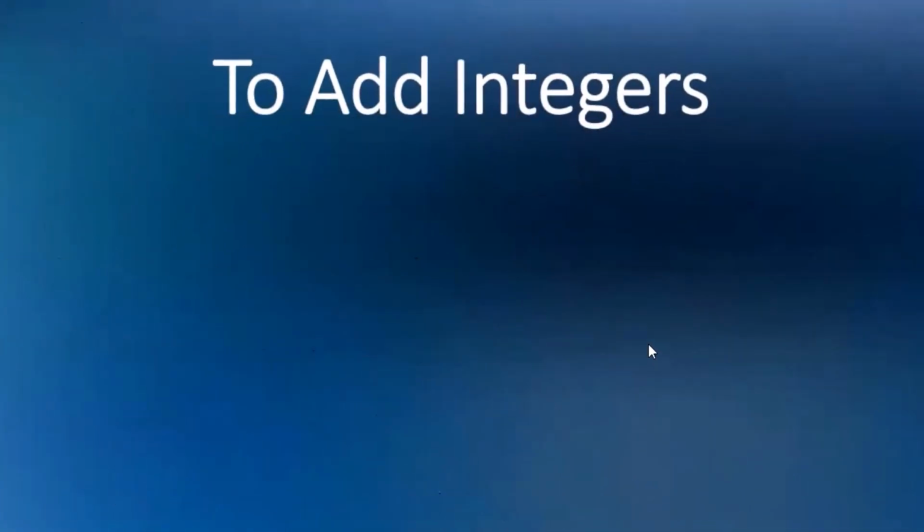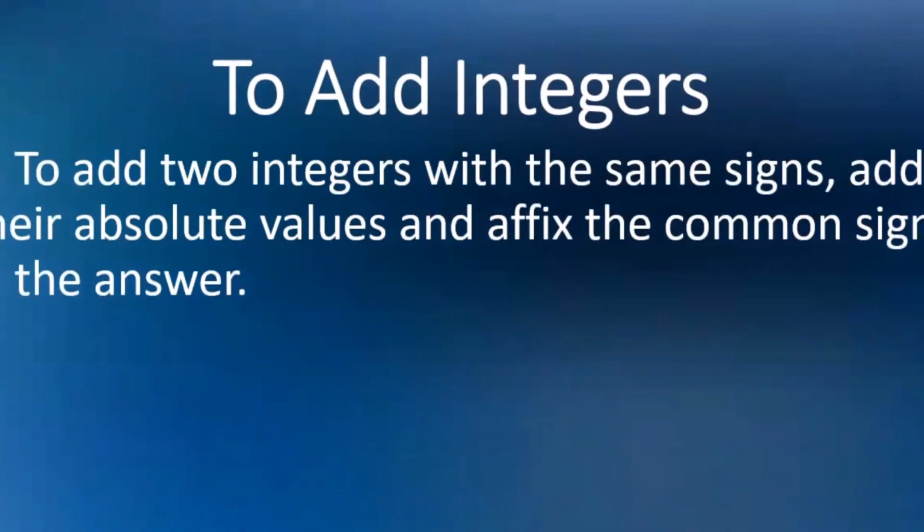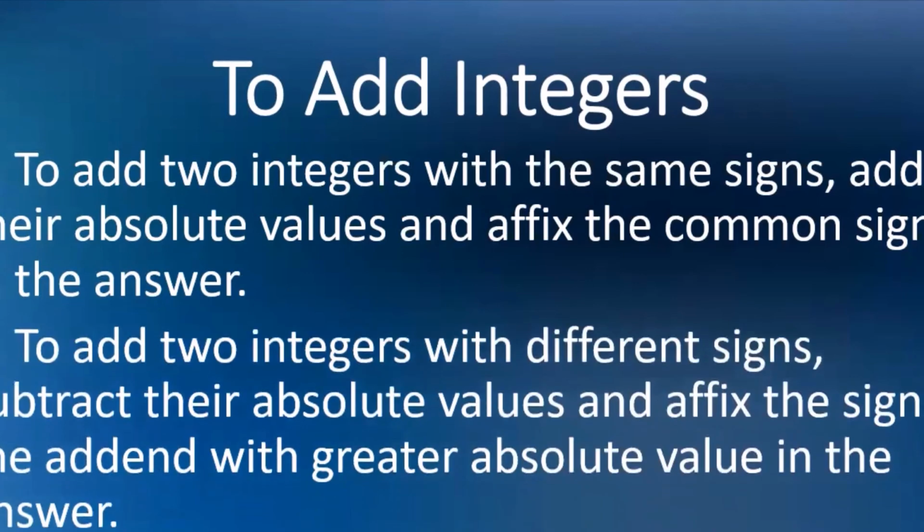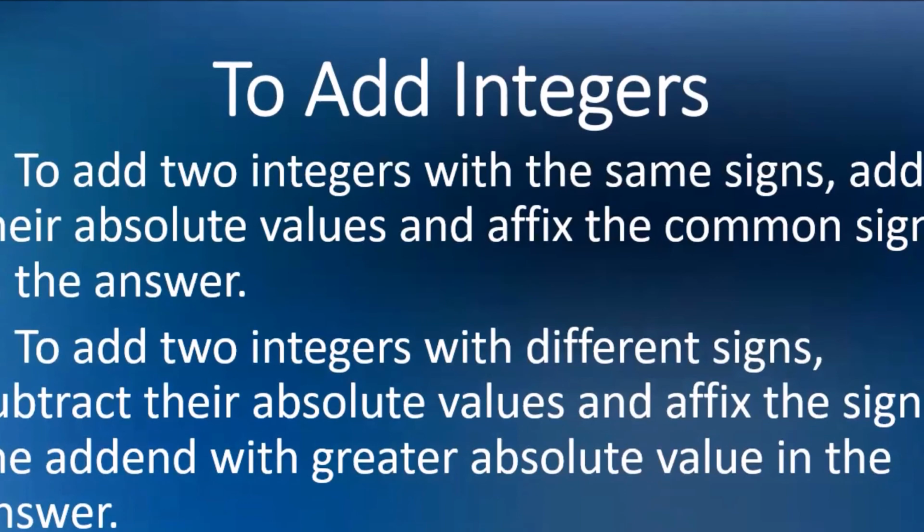To summarize our lesson for today, again, to add two integers with the same signs, add their absolute values and affix the common sign in the answer. And to add two integers with different signs, subtract absolute values and affix the sign of the addend with greater absolute value in the answer.